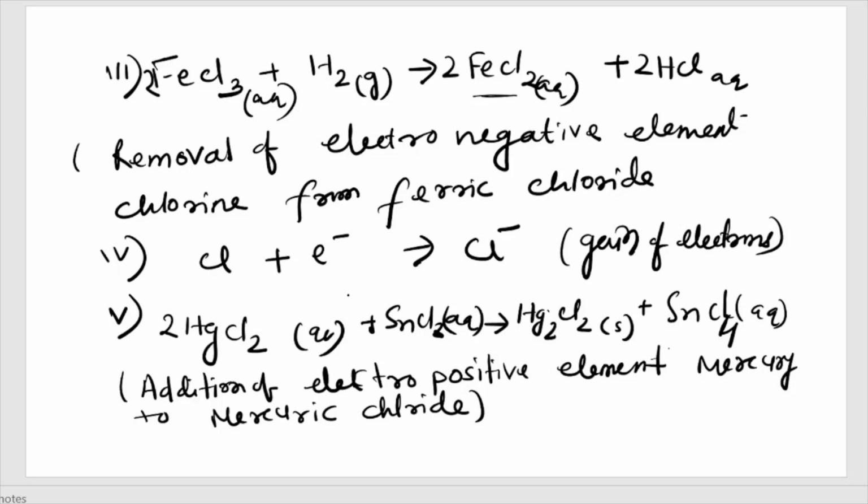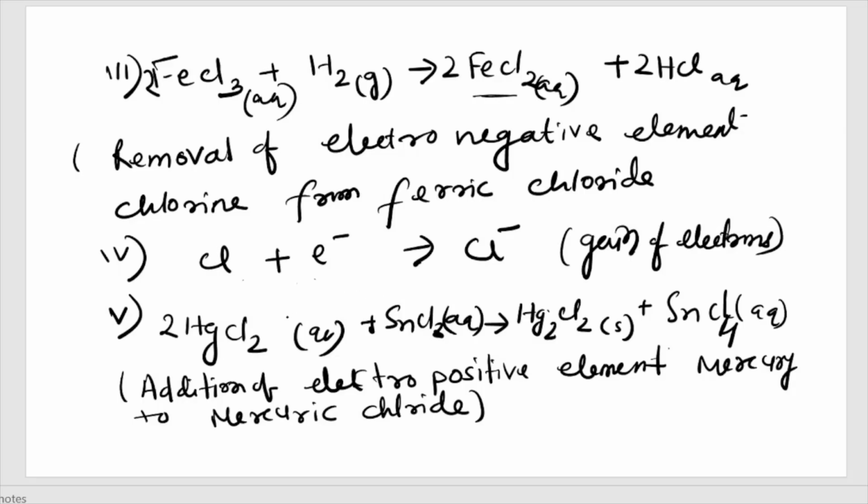Another example you can see in terms of electron: chlorine atom plus electron gives Cl minus. Cl means it is gaining electron. So gain of electron is also called reduction.